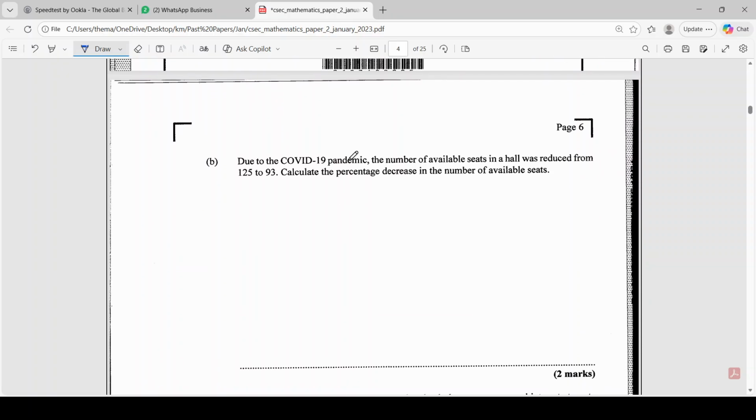During the COVID-19 pandemic, the number of available seats in a hall was reduced from 125 to 93. Calculate the percent decrease in the number of available seats. Right. So a little formula to remember here. They like to ask this question, right?